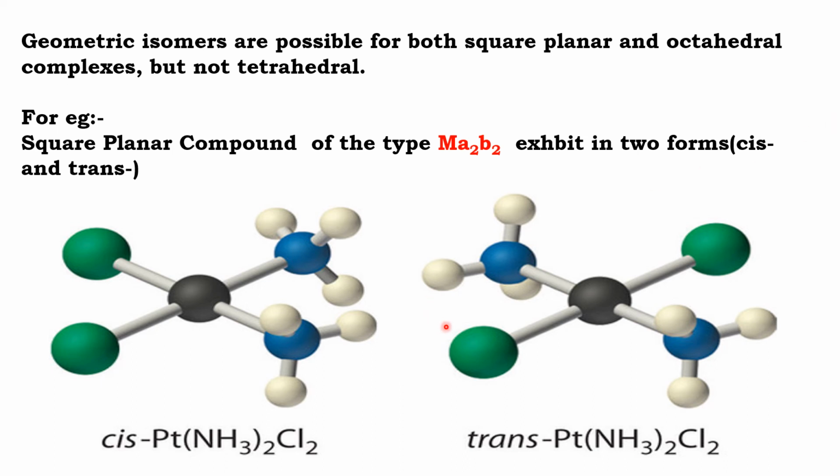See here, this is the central metal. Two NH3 molecules are on the same side, and the two Cl molecules are on the other side. Now NH3 on opposite sides and Cl on opposite sides. So this is an example of a square planar complex of the type Ma2B2 exhibiting cis and trans isomers.